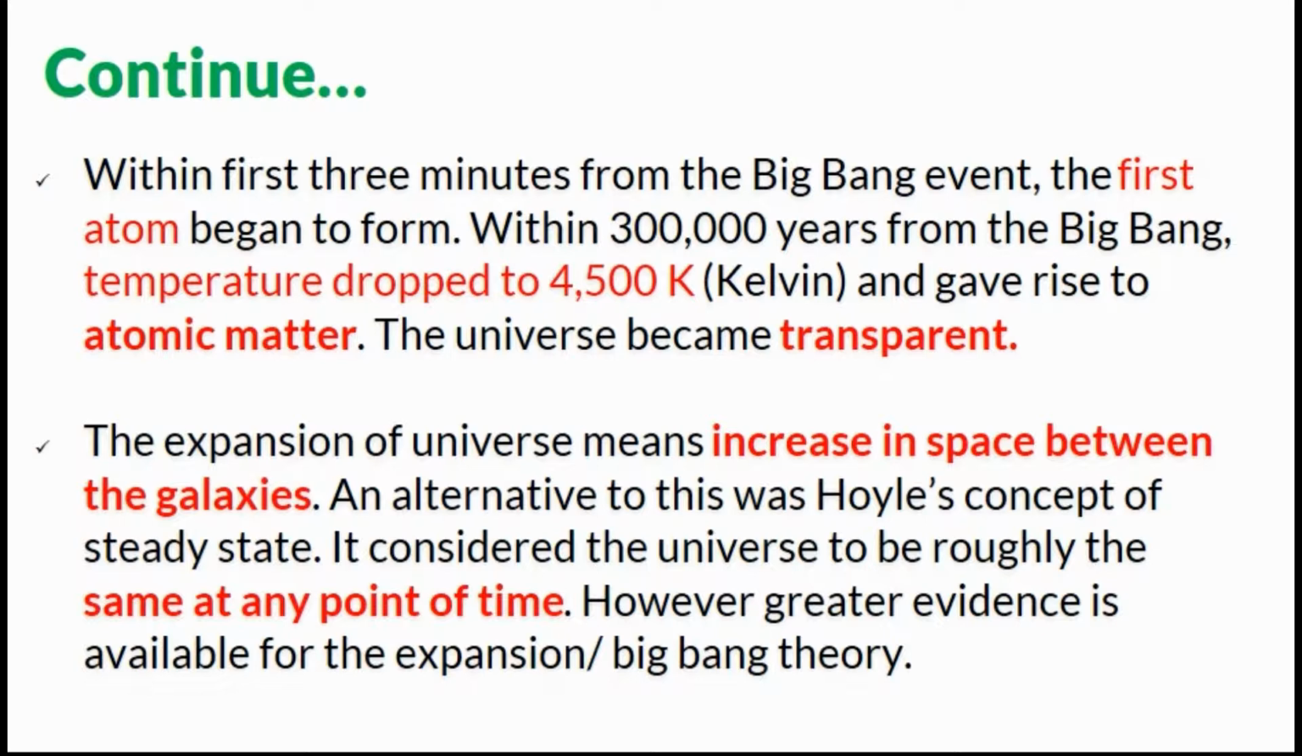Now, within the first 3 minutes from the Big Bang event, the first atom began to form. So that small ball exploded, and in the first 3 minutes, the first atom began to form. Now, an atom is the basic element for anything which exists on this planet. This is a concept which you will learn in chemistry classes as well. Within 300,000 years from the Big Bang, temperature dropped to 4500 Kelvin and gave rise to atomic matter. The universe slowly became transparent. Now the expansion of the universe means an increase in the space between the galaxies. The universe is made up of space which is called galaxies. So once the ball exploded, everything expanded.